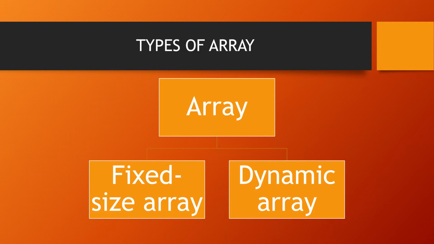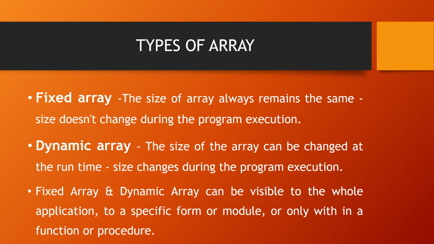In VB, arrays are of two types. They are fixed size array and dynamic array. So now we will see in detail about fixed size array and dynamic array. In a fixed array, the size of the array is fixed. It remains the same throughout the program and the size cannot change during the execution of the program. Whereas in a dynamic array, the size of the array can be changed during runtime. That is, during the execution of the program, the size of the dynamic array can be changed.